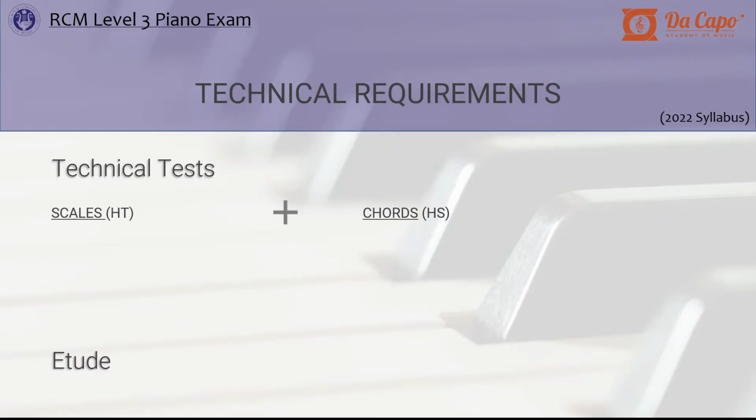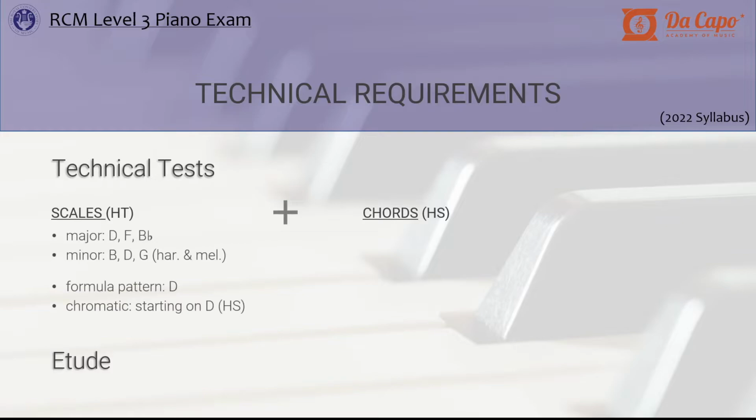So what exactly do we need to learn in terms of scales? Well, for the major scales for this level, we need D, F, and B flat major. And for the minor, we have their relative minors, so B, D, and G, harmonic and melodic versions. And for the chromatic scale, we need to play one starting on D, and chromatic scale is the only one here that can still be played hands separate.